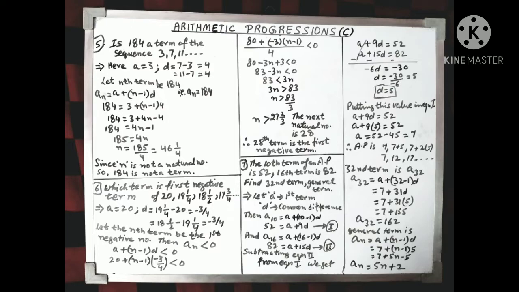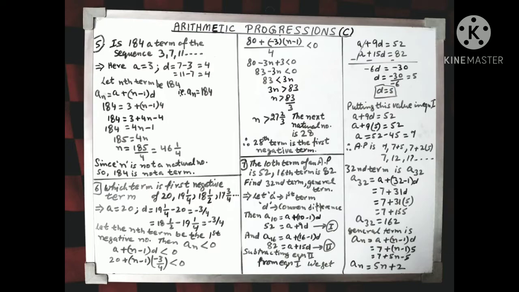So here we have the first term A is equal to 20, and we have the common difference as 19 1 by 4 minus 20, that is minus 3 by 4, or 18 and a half minus 19 1 by 4, that is minus 3 by 4, right? So we have D is equal to minus 3 by 4 and first term A is equal to 20.